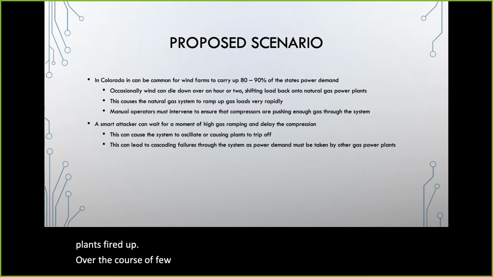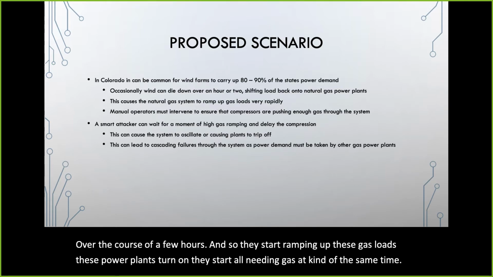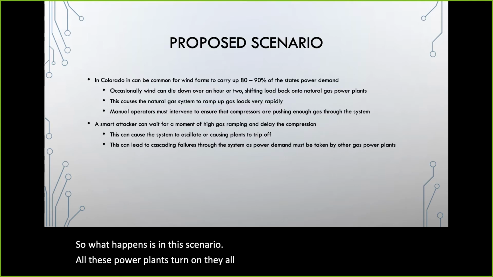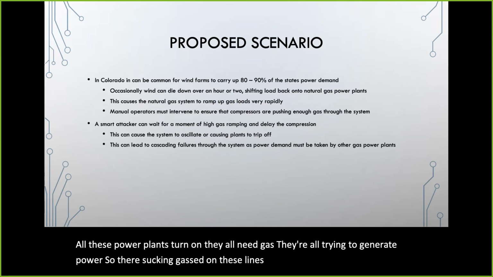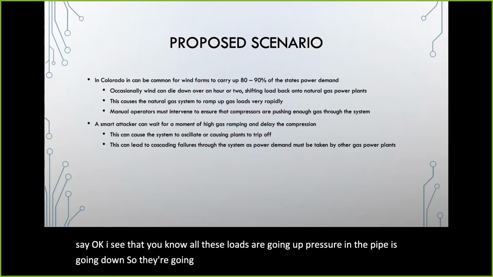And so they start ramping up these gas loads. These power plants turn on. They start all needing gas at kind of the same time. So in this scenario, all these power plants turn on. They all need gas. They're all trying to generate power, so they're sucking gas down these lines. And a manual operator has to be able to say, okay, I see that all these loads are going up, pressure in the pipe is going down, so they're going to ramp up the compressors to compensate.